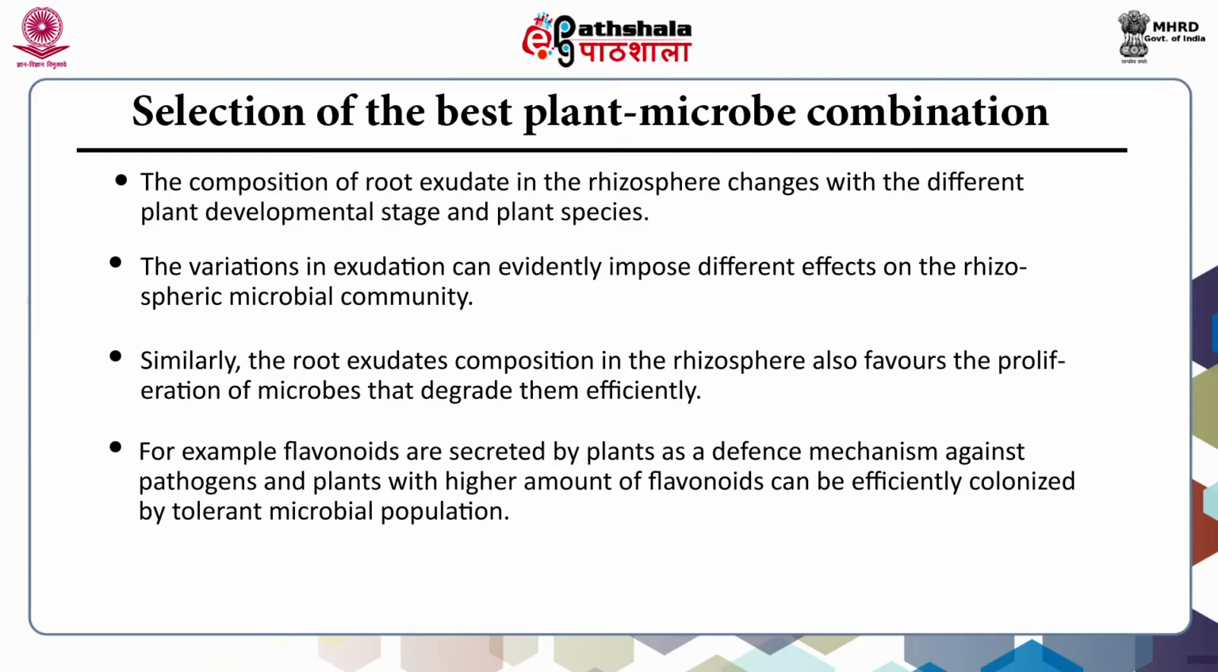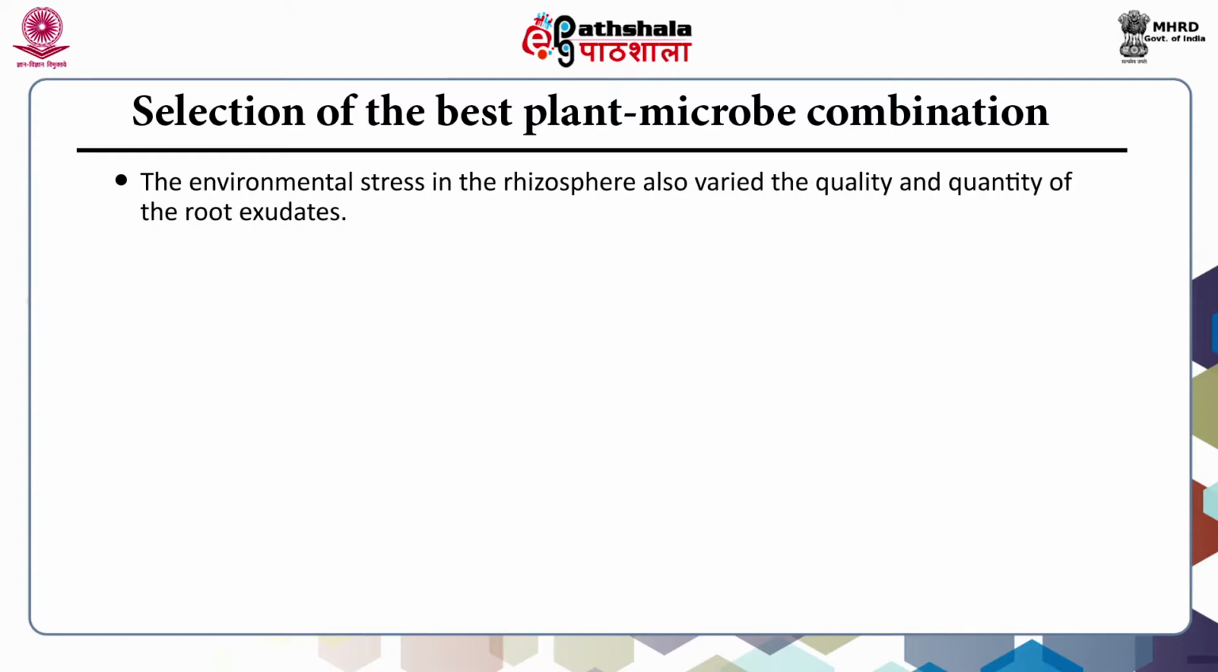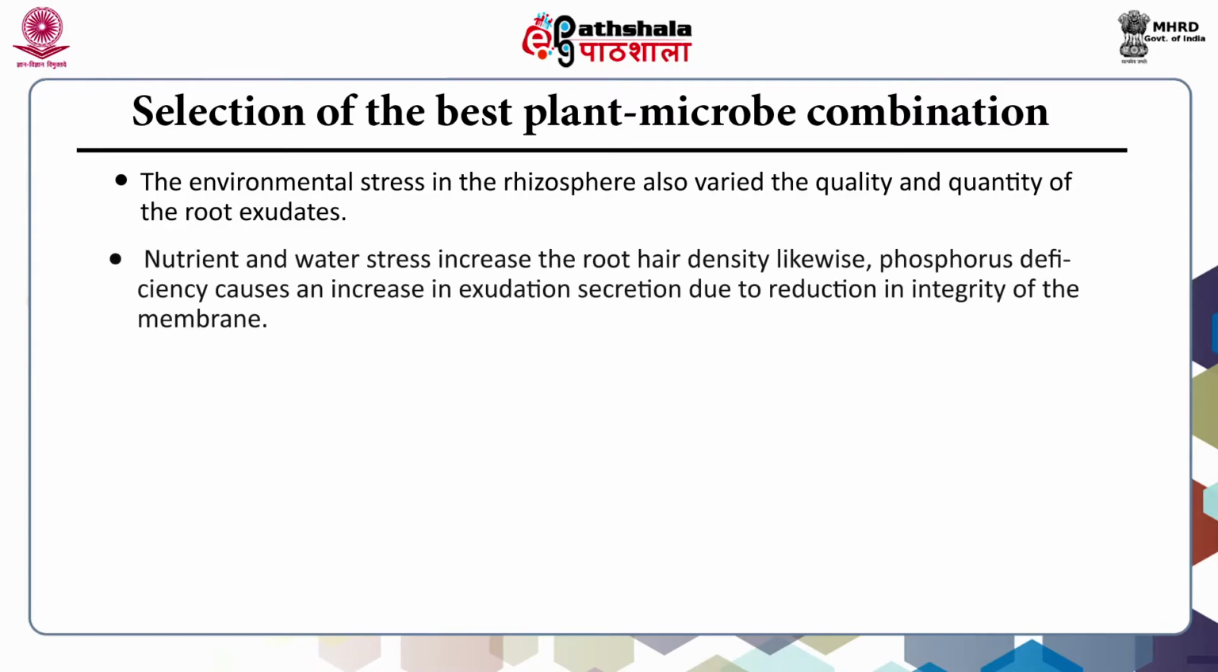For example, flavonoids, which are secreted by plants as a defense mechanism against pathogens, can be one example. A high amount of flavonoids can help in colonization of more microorganisms in the rhizosphere region. The environmental stress in the rhizosphere also varies the quality and quantity of the root exudates. Nutrient and water stress increases the root hair density.